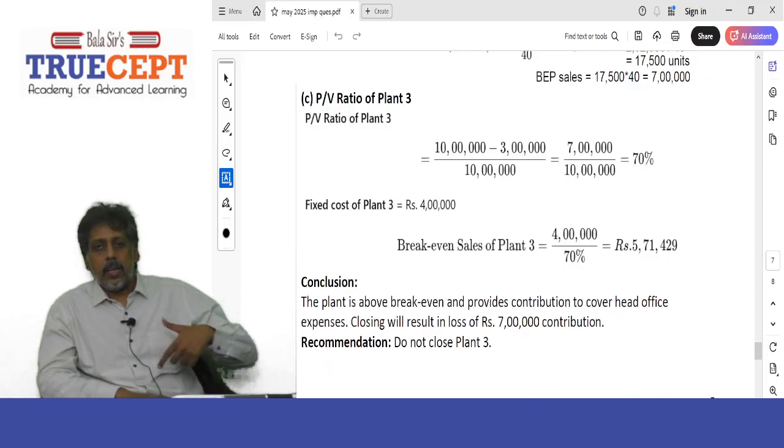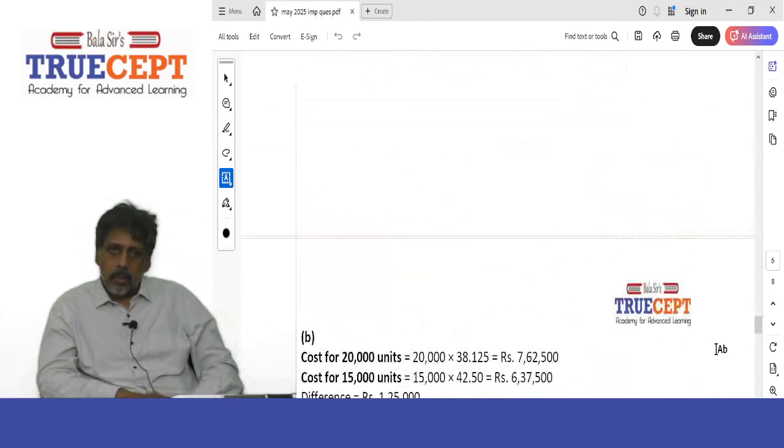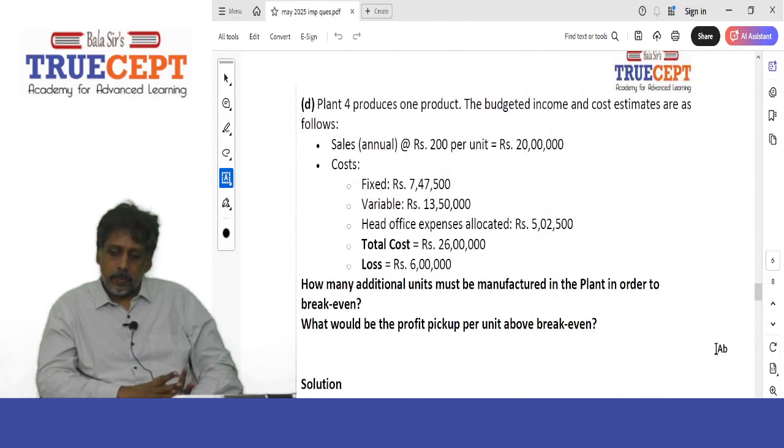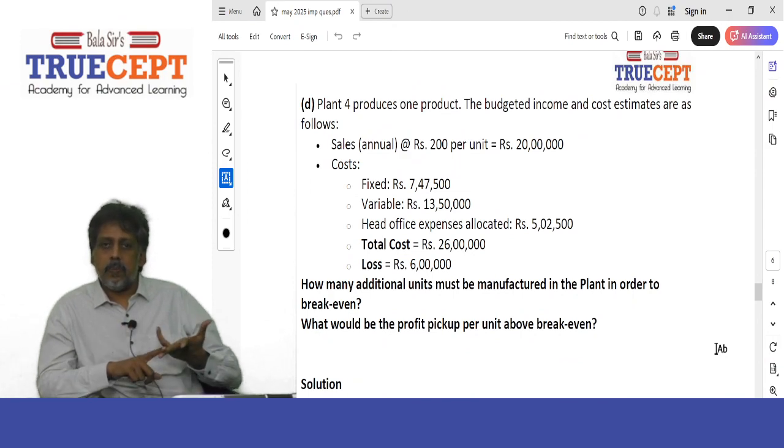Now, let's go back to the question and take the data regarding plant 4. Plant 4 produces one product. The budgeted income and cost estimates are as follows. Sales annual, 200 rupees per unit, rupees 20 lakh. 20 lakh is the sales. That means how many units are sold?